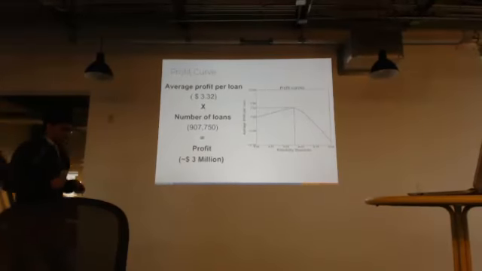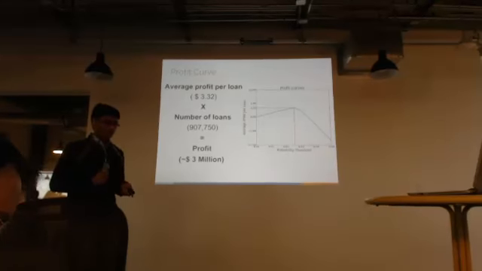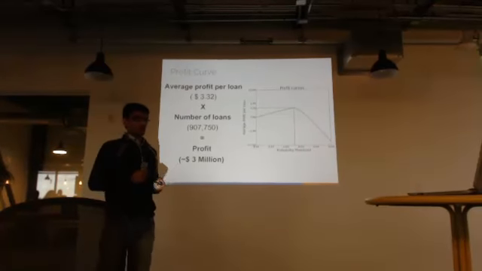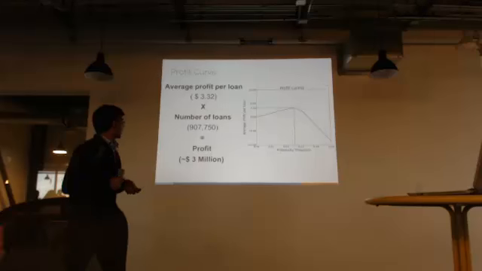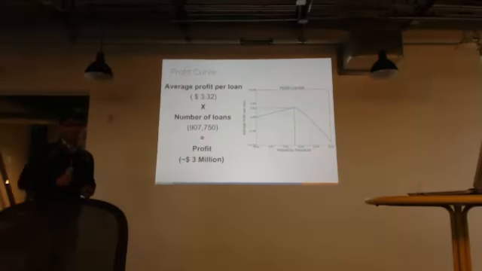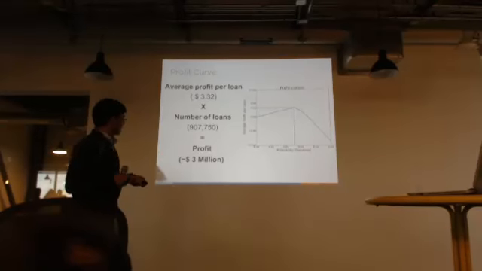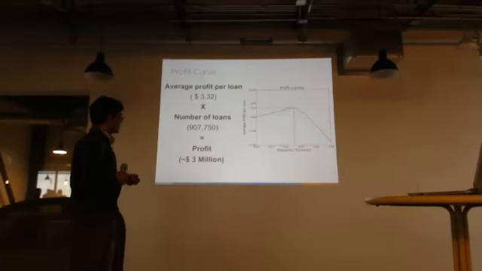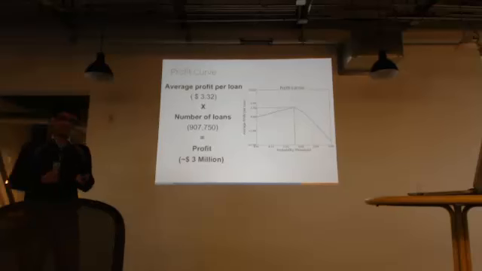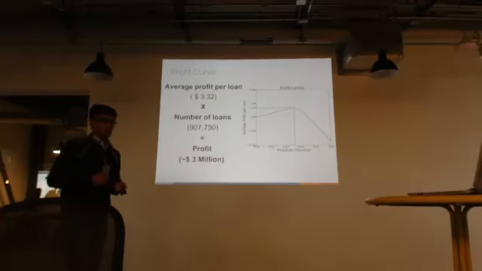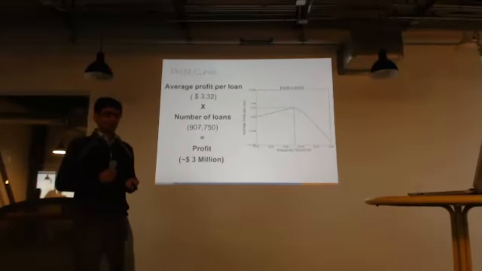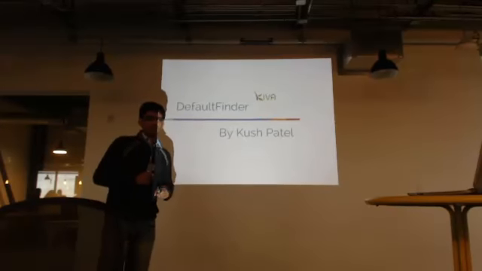So the profit curve. Basically, you use the cost benefit matrix and ROC curve to calculate the profit. On average, there are about 907,000 loans lent by Kiva. Using this profit curve, I found you can save about $3.32 per loan. So if you calculate, it's about $3 million, and that's my presentation.